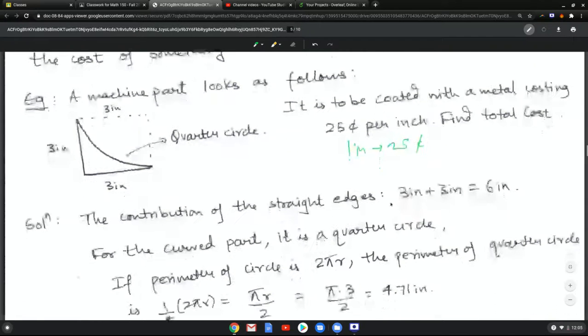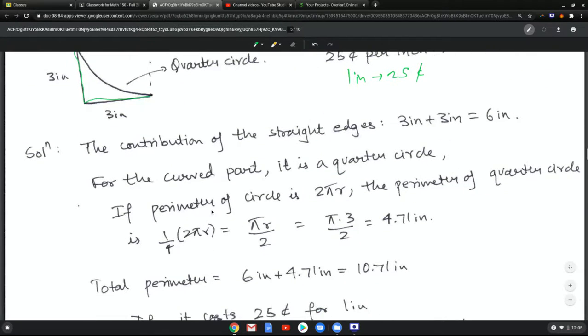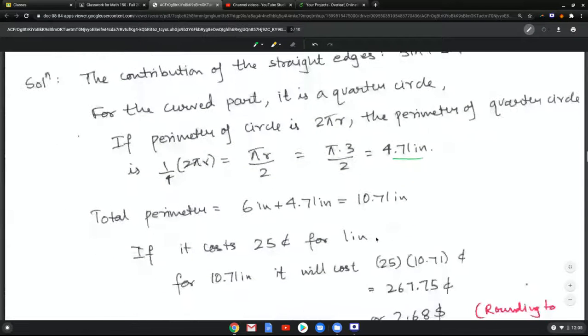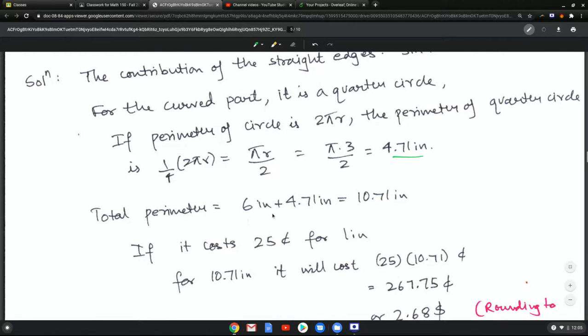The contribution of the straight edges is 3 plus 3, 6. So at this point, I have measured this length. For the curved part, since it's a quarter circle, the perimeter of a circle is 2 pi r. So the perimeter of the quarter circle is 1/4 of 2 pi r, which is pi r divided by 2. So 3 pi over 2, which comes out to 4.71 inch. So now at this point, I have also considered this and I'm done. I have looked at the entire boundary. The total perimeter is 6 plus 4.71, which is 10.71 inch.